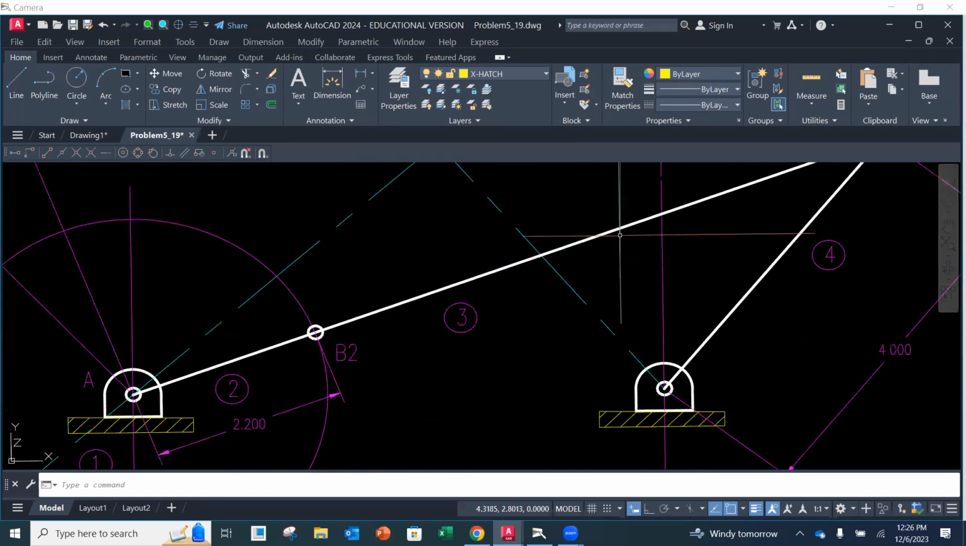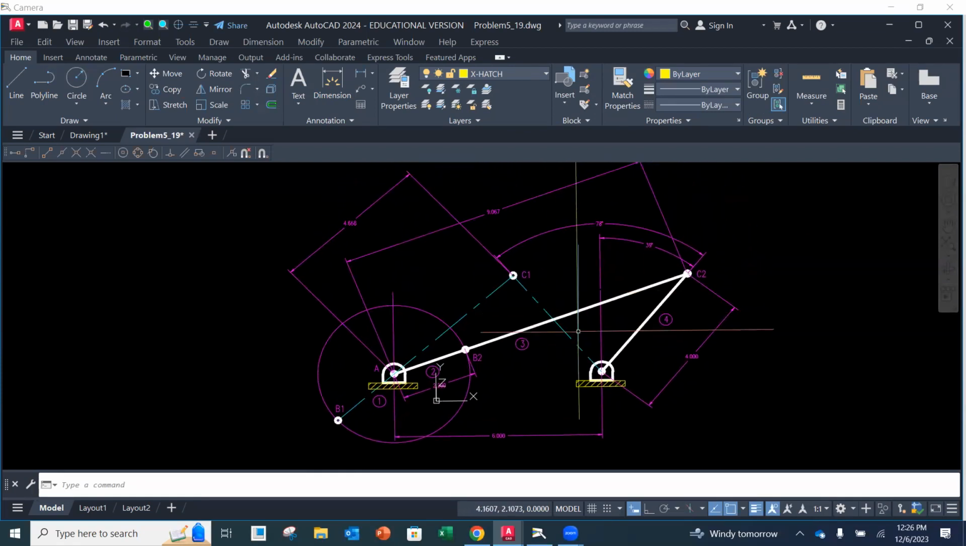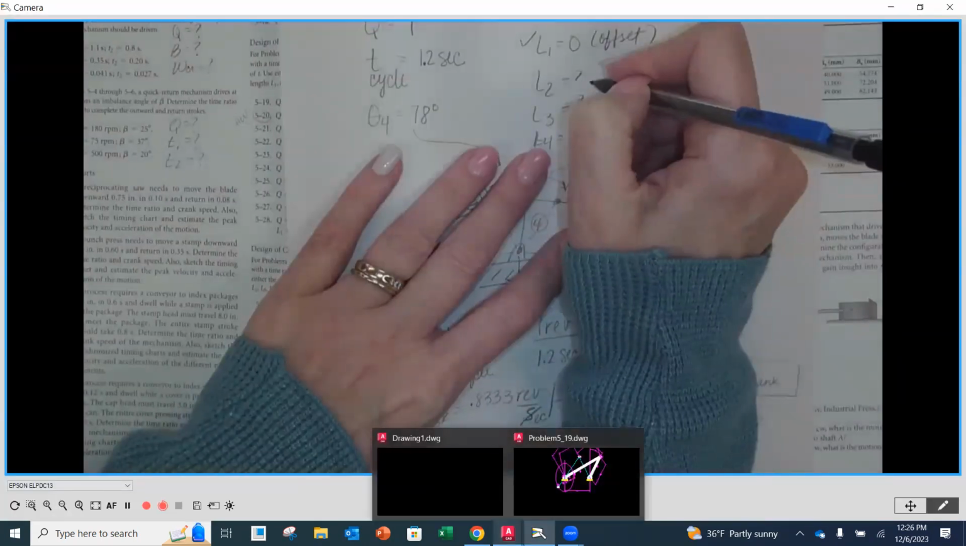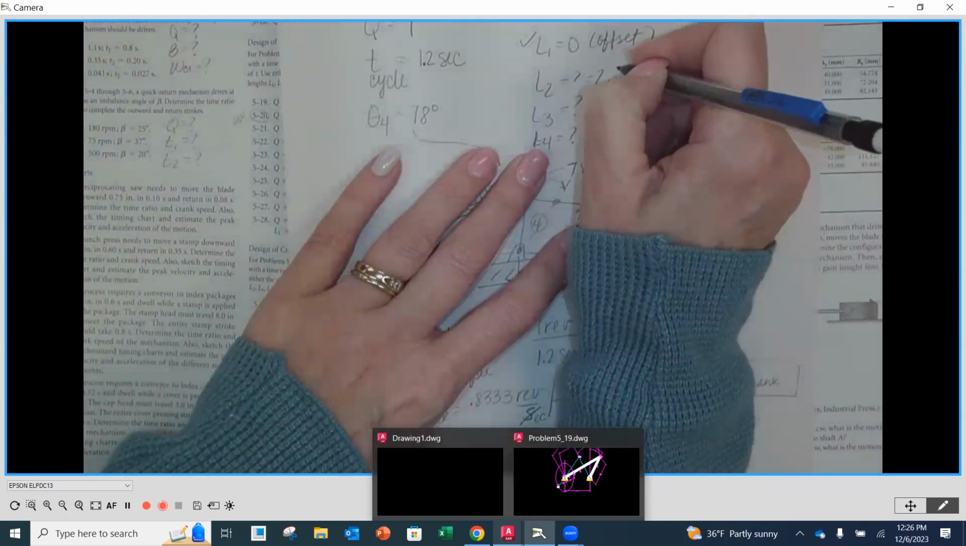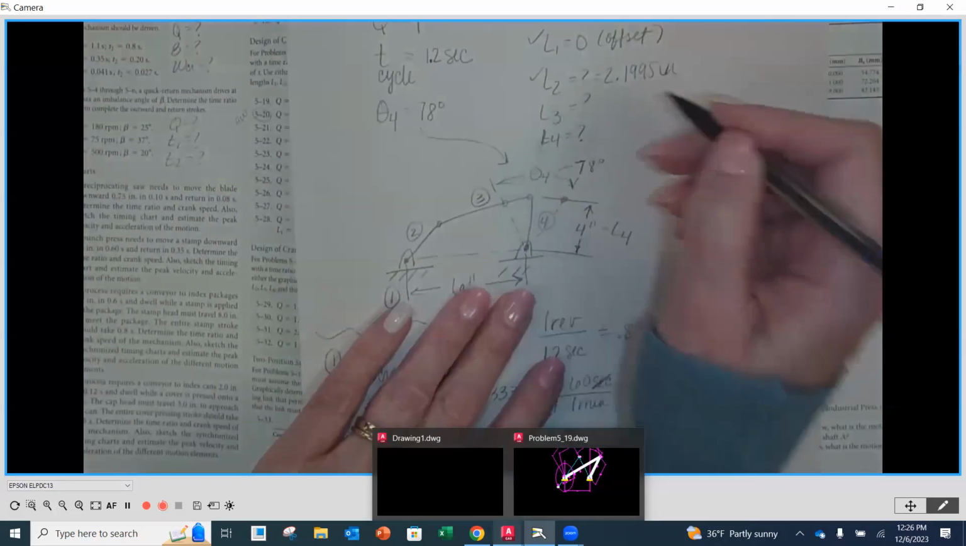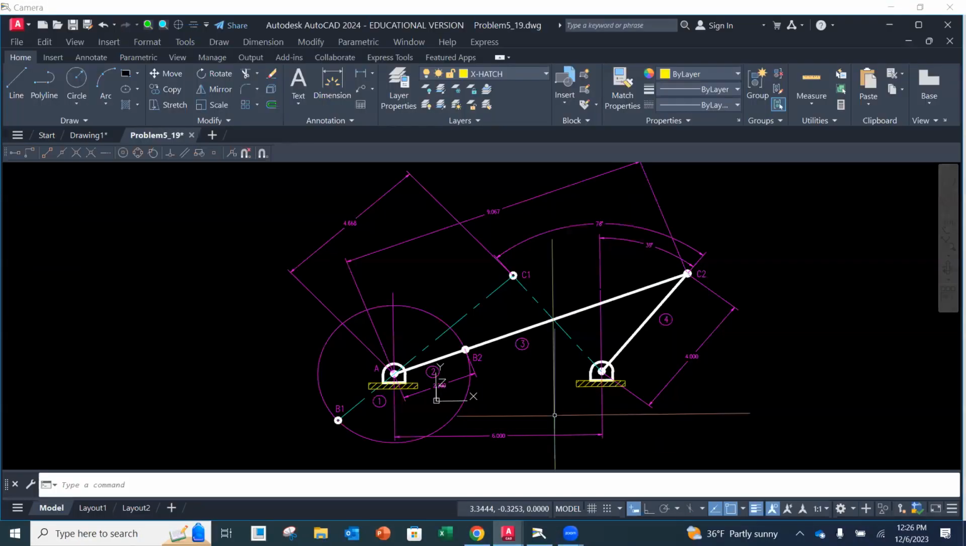So link number 3 now, how long is it? It's going to be the difference between those two, right? Link number 3. So up on the top here, I can put my link number 2 is equal to 2.1995 inches. Got that one done. And then link number 3, I am simply going to measure it.